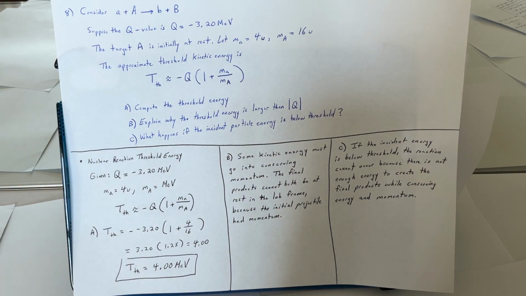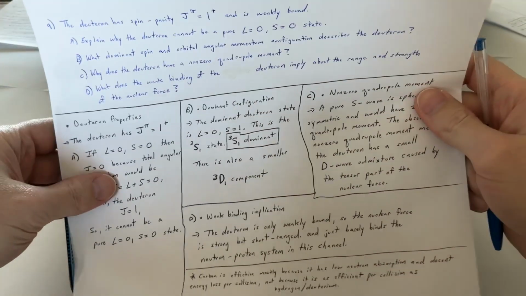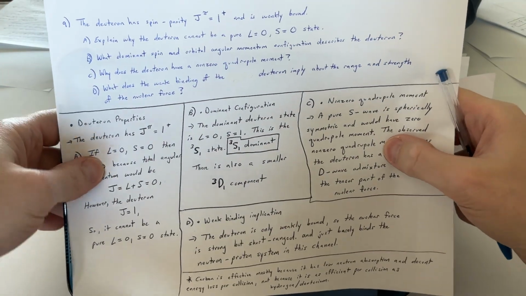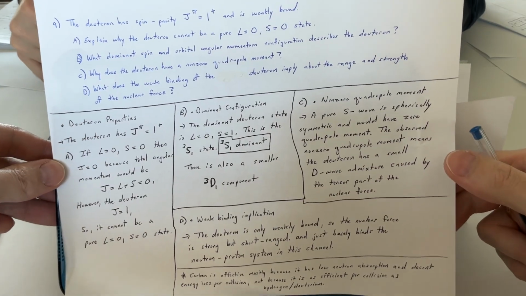Part C, what happens if the incident particle energy is below threshold? Well, we could say this: if the incident energy is below threshold, the reaction cannot occur because there is not enough energy to create the final products while conserving energy and momentum. Okay, so that's number 8. We can go on to number 9.